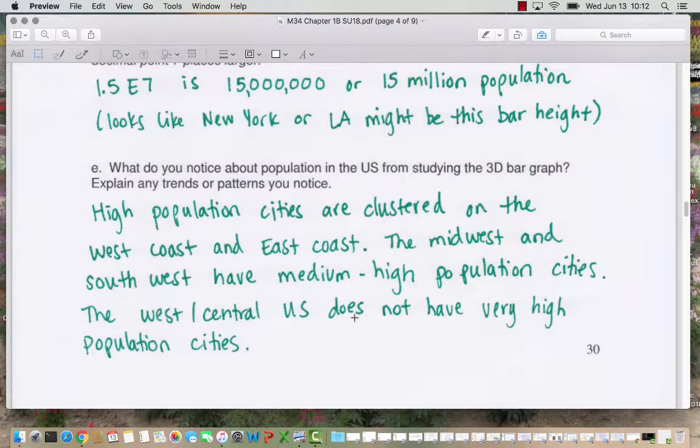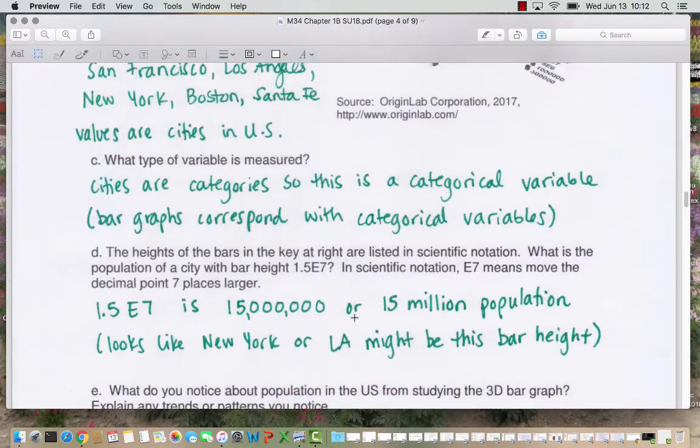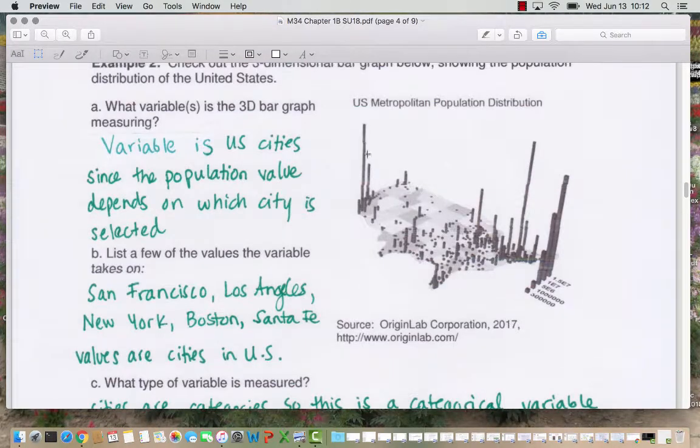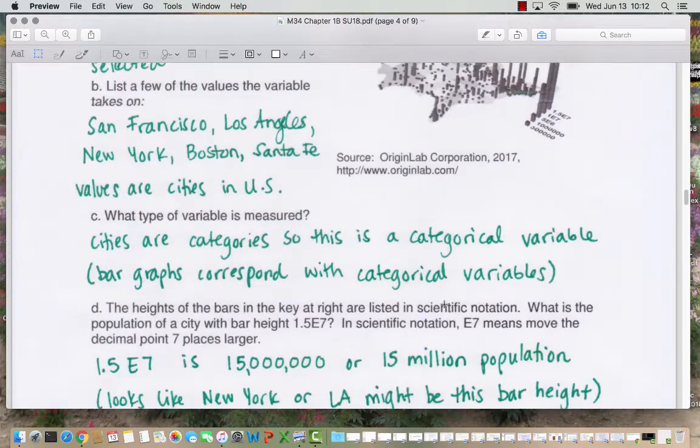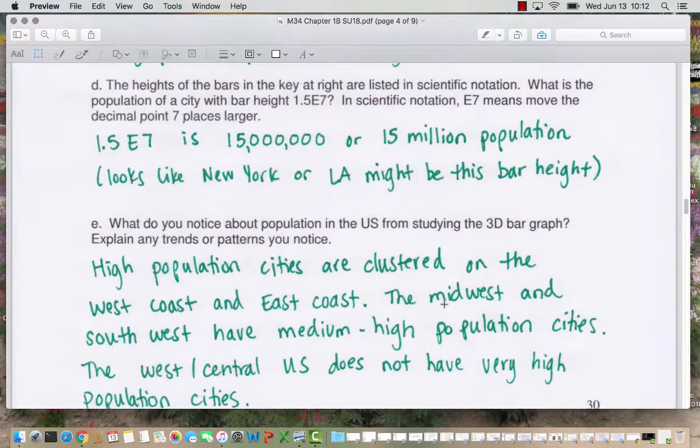So what do we notice about the population in the U.S. from studying this 3D bar graph? We notice that the high population cities are clustered on the West Coast and the East Coast. If you look up here, you see high population over here in California and high population in the East Coast. There's also some high population here along the Great Lakes. So I think we've got Chicago over here and some other big cities in the Midwest.